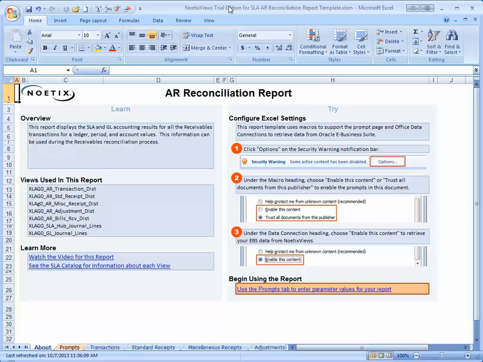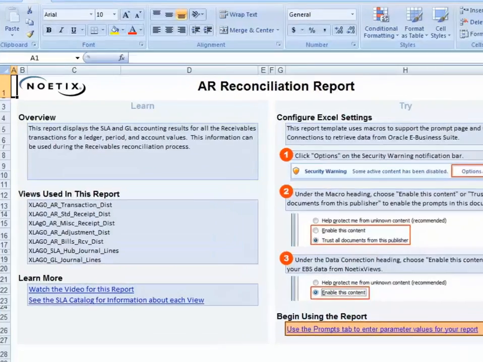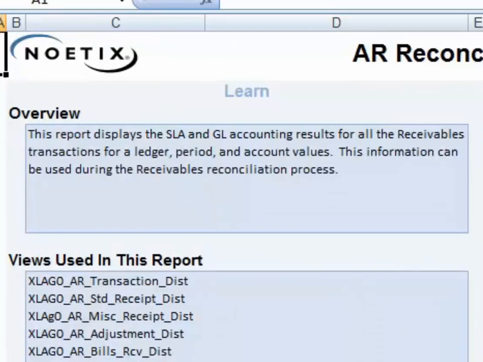I've already opened the spreadsheet and enabled macros and data connections. Let's get started by reviewing the purpose of this spreadsheet. As it says in the overview section, this report displays the SLA and GL accounting results for all the receivables transactions for a ledger, period, and account values. This information can be used during the receivables reconciliation process.